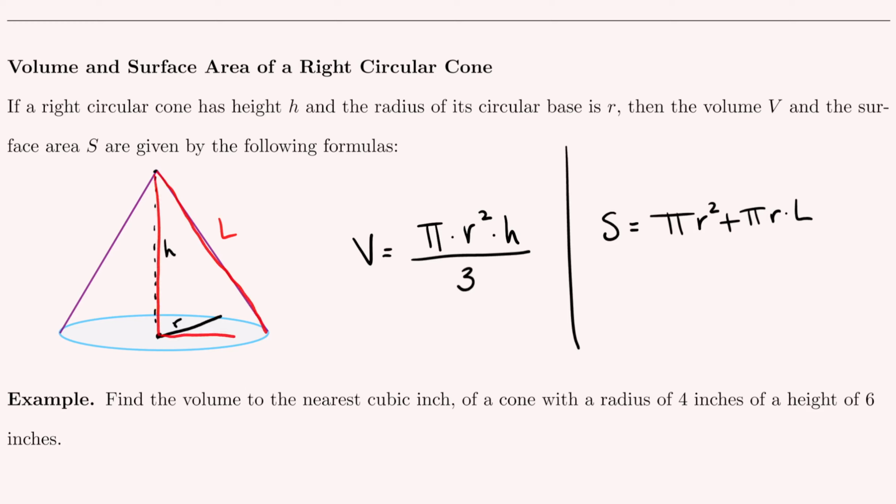of this right triangle. Now we know the distance from the center out to the edge of the circle is radius r. So L is, by the Pythagorean theorem, equal to the radius squared plus the height squared. And that's how we'd find the formula for the surface area of a cone.